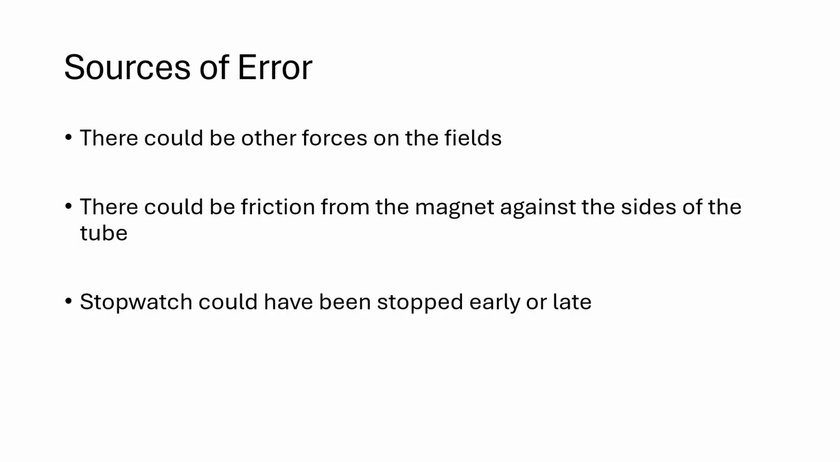Now, possible sources of error. There could, of course, be other forces on the fields, perhaps another magnet or a piece of metal on the table that was attracting it. There could have been friction from the magnet inside of the tube. Once you drop it down the tube, there's not much you can do to stop it from hitting the walls. And finally, the stopwatch could have been stopped early or late, which is probably the biggest source of error.